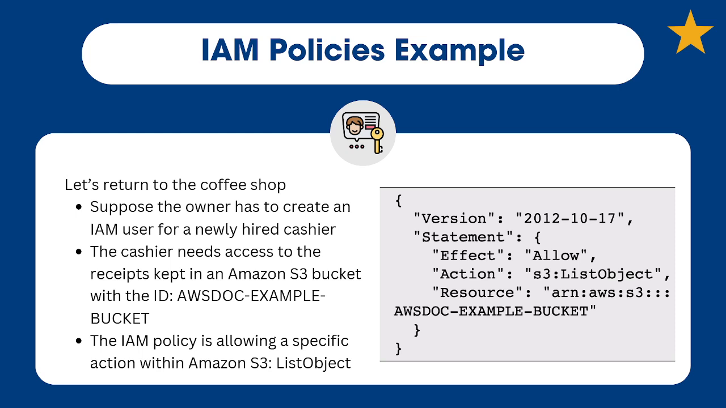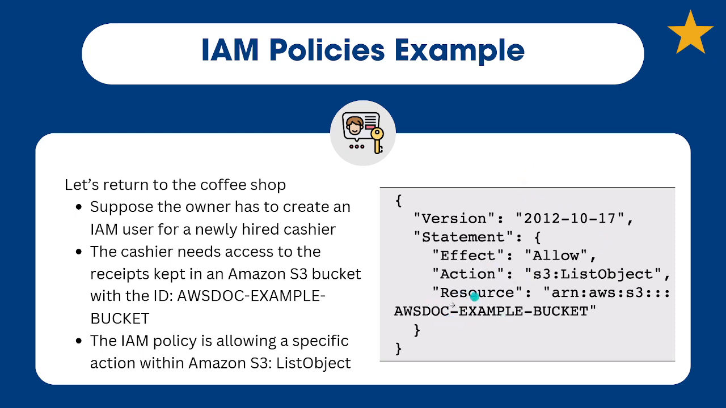All right, so here's a little example of what an IAM policy might look like, especially if you're doing command line stuff. If you're assigning things programmatically, then this is what the actual code for that policy could look like. So let's return to the coffee shop. Suppose the owner has to create an IAM user for a new cashier. The cashier only needs access to the receipts in an S3 bucket called AWS Doc Example bucket. So the IAM policy is allowing a specific action within a specific service, in this case, Amazon S3.